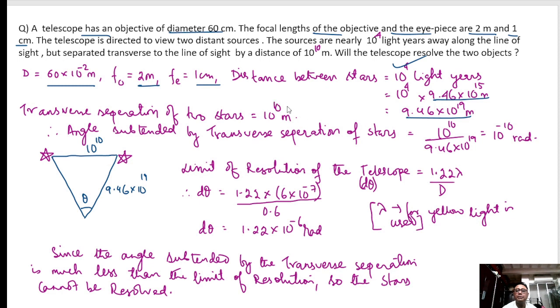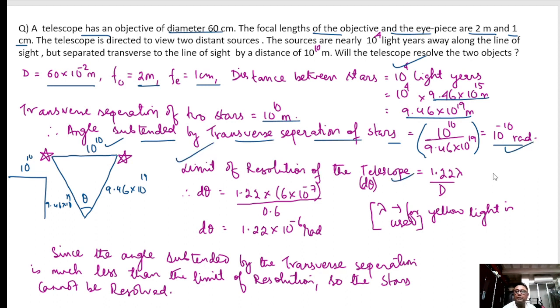Now, the separation between the two stars is given to us. They are asking what is the angle subtended by the transverse separation of the stars. That means what angle this separation will subtend. It is very clear: it is 10 to the power 10 divided by the distance. That is acting as perpendicular by base, because the stars are so far away that we can consider this as perpendicular by base and calculate the angle.